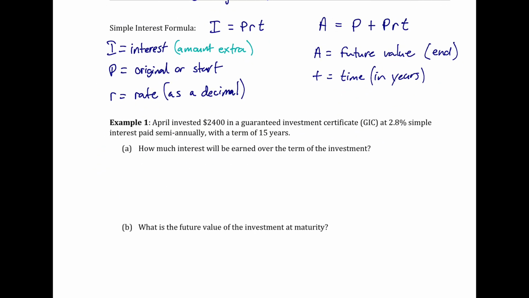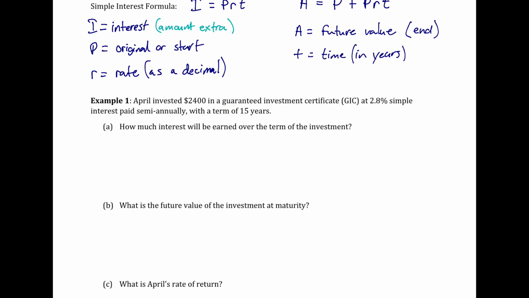Sliding on, let's try a few maths. So we have $2,400 in a guaranteed investment certificate, GIC, 2.8% simple interest, paid semi-annually in a term of 15 years. Cool. For us, we don't care about this until lesson 2. That matters in the next lesson. Right now, we don't care. So we just care about the important numbers. So we're going to look for I, P, R, and T, right? We basically need these 4 letters to find out which one we're either gaining or losing.